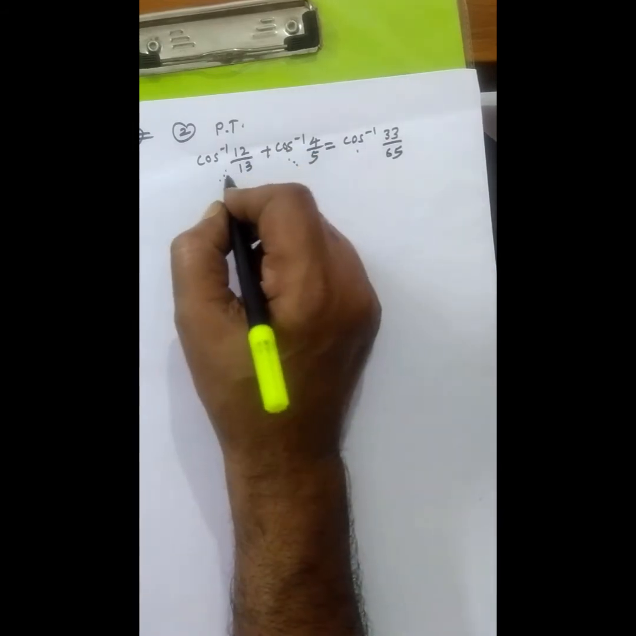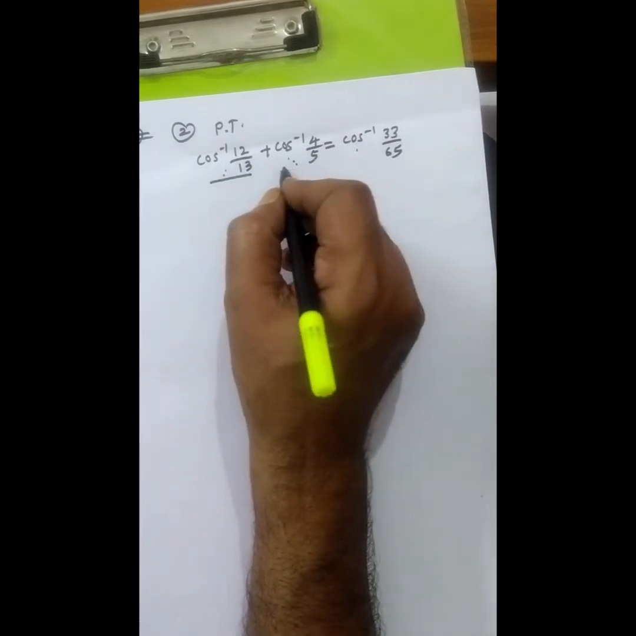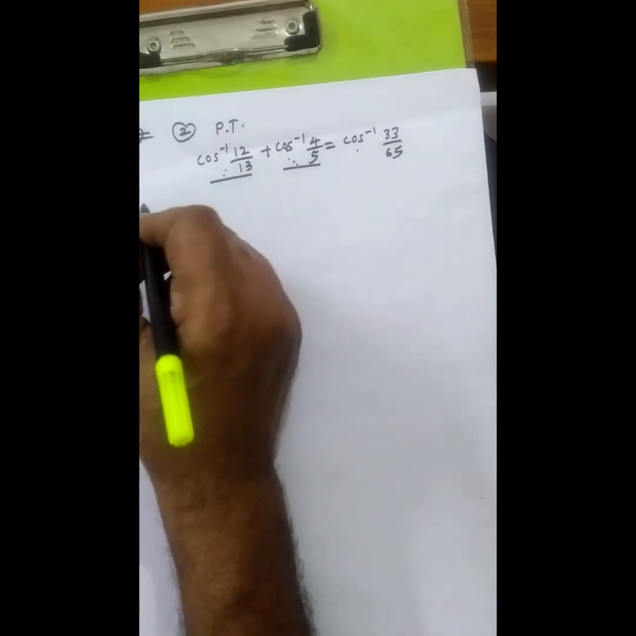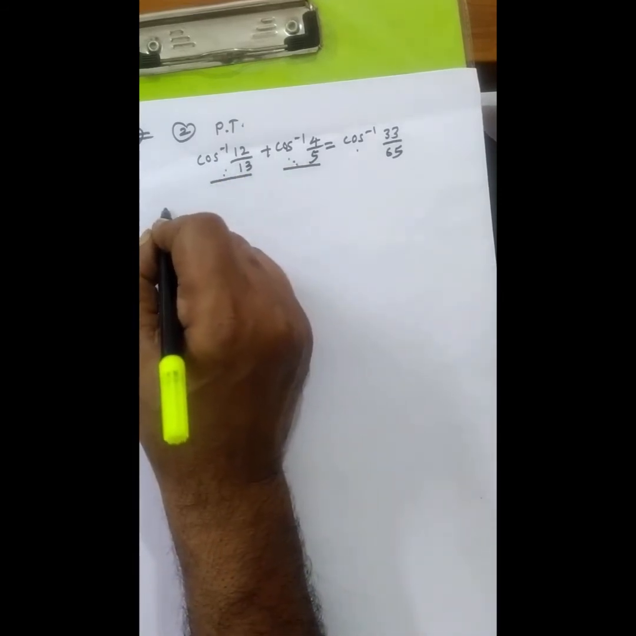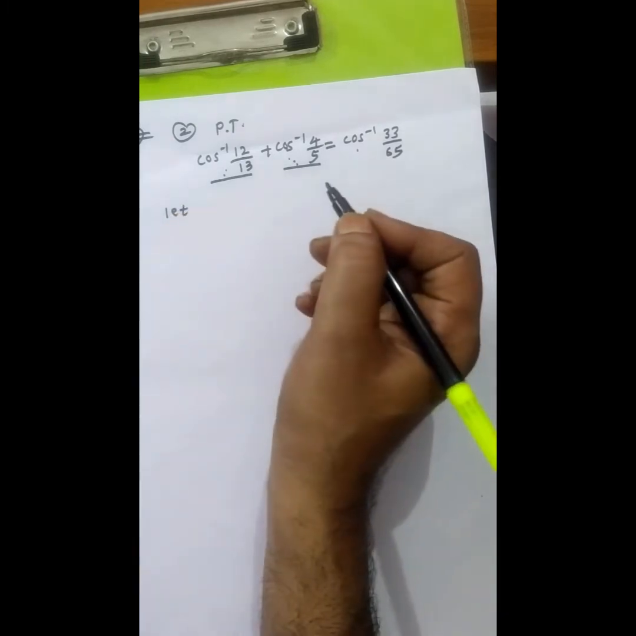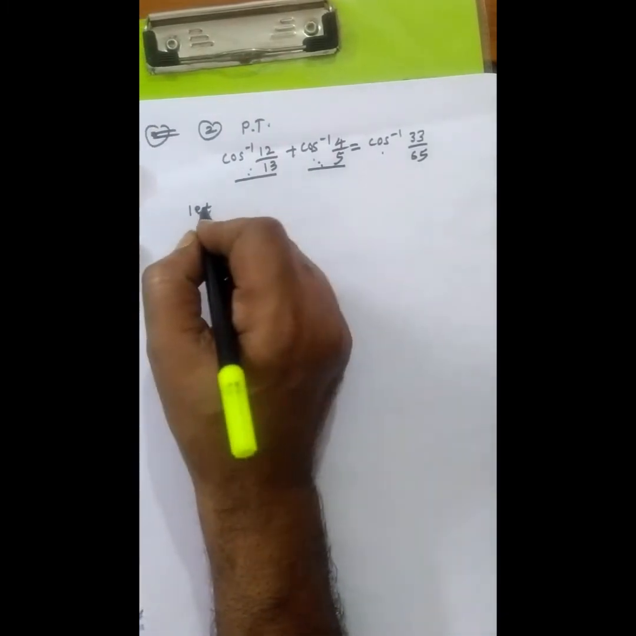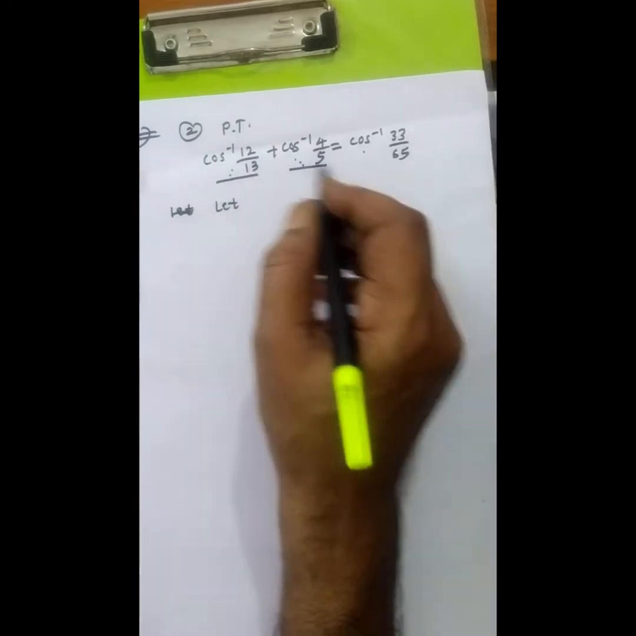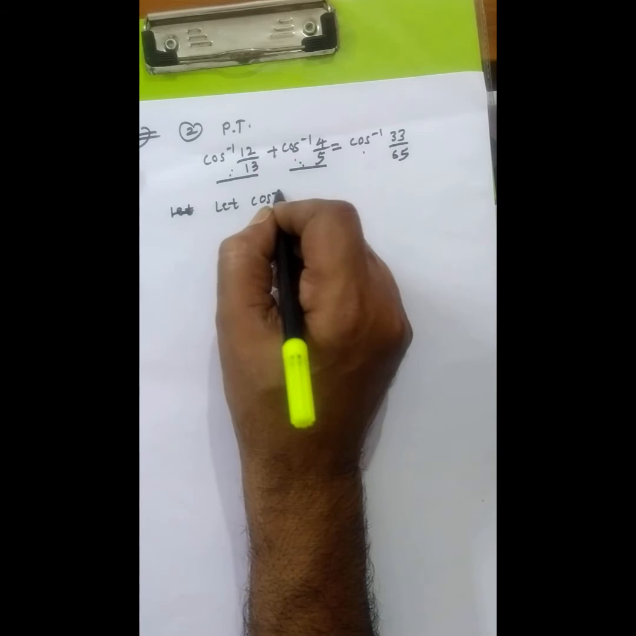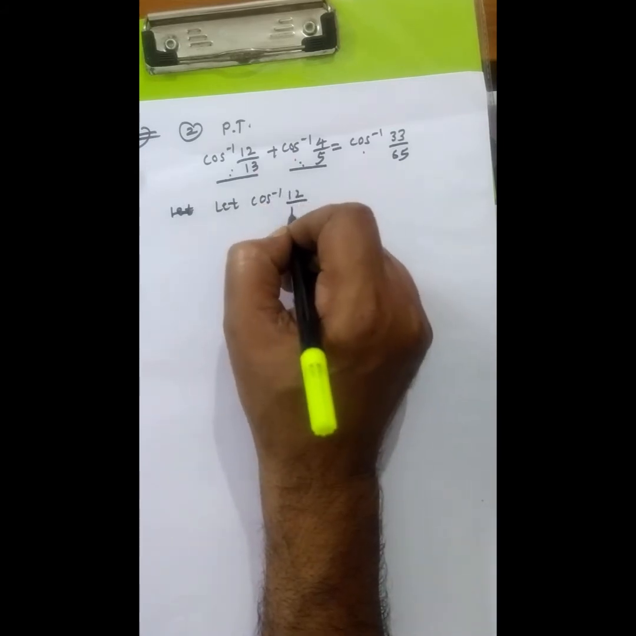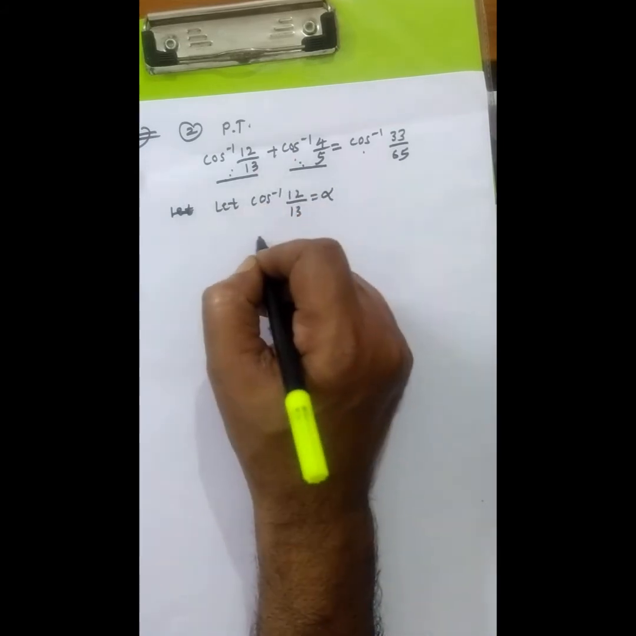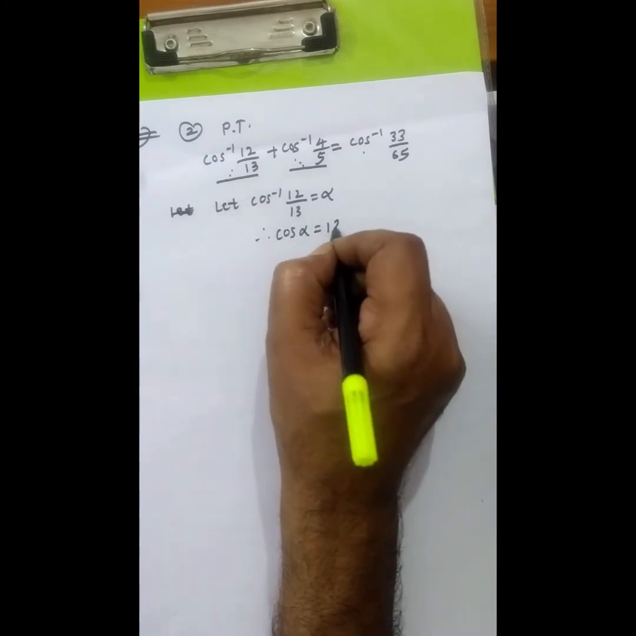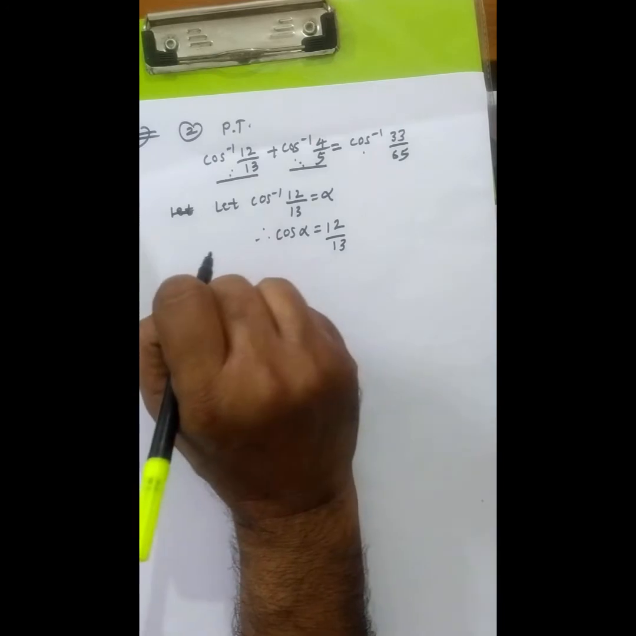Now how to proceed with this? So when cos is given, you have to find the value of sine. When sine is given, you have to find the value of cos. That I will show you. So I will write, let cos inverse of 12 by 13 I will take as alpha. Therefore cos alpha equals 12 by 13.